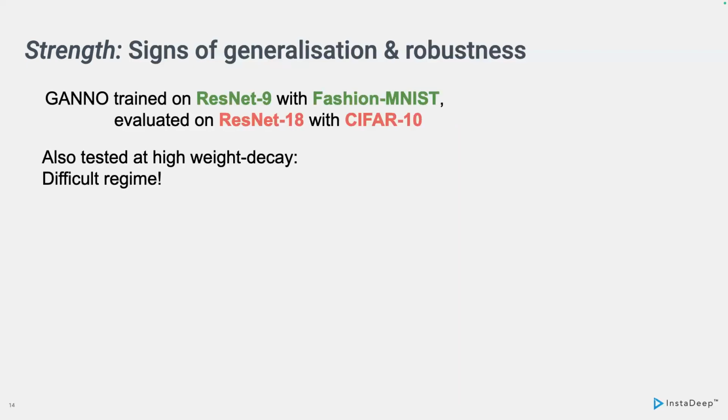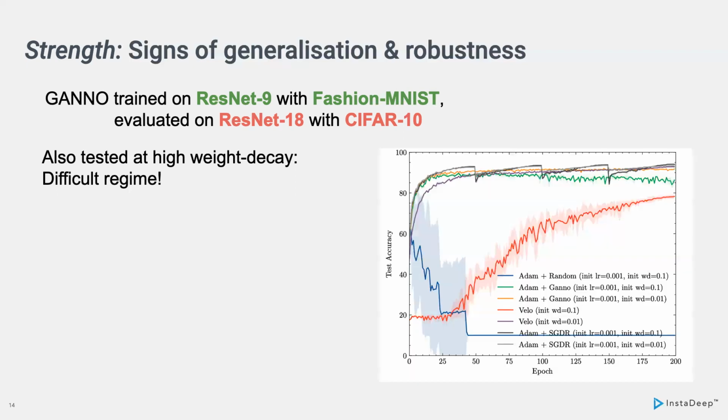So then, yes, indeed, that was the science of generalization and robustness. Now, we also then took it to the next step, and we tried an even more complex problem. So here's ResNet 9 layers, right, a residual network with fashion MNIST, now going to ResNet 18 with CIFAR 10. And now we're also testing on another level. We're also going to look at different weight decay values. So not to control the weight decay, but initializing with a different weight decay to see, can it generalize?